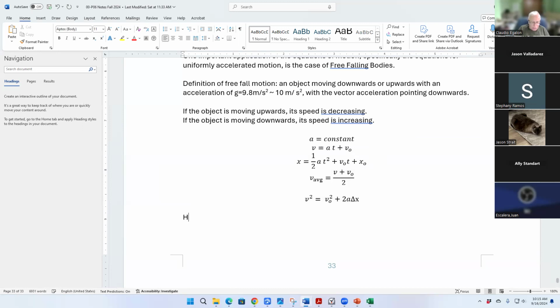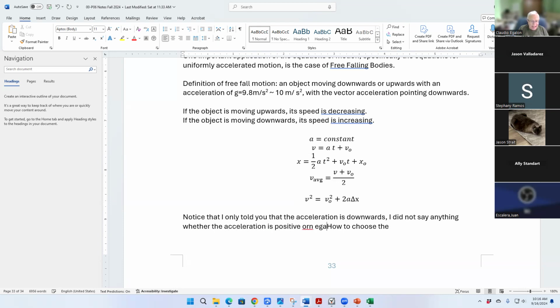Now, how to choose? I just told you that the acceleration is downwards. I didn't tell you anything about the sign of the acceleration, right? Notice that I only told you that the acceleration is downwards. I did not say anything whether the acceleration is positive or negative, okay? Watch out for that.